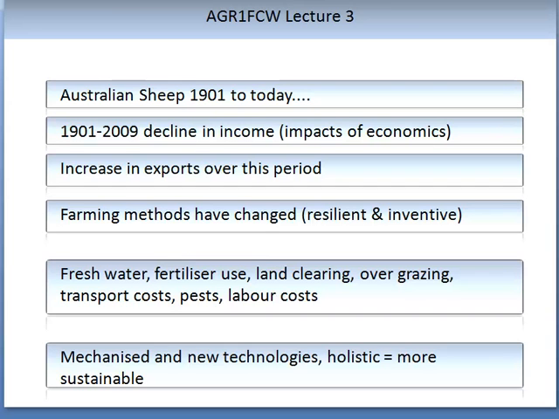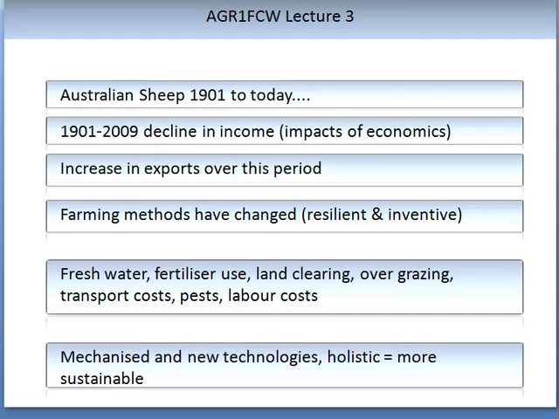Farming methods have changed over the period from 1901 to current day practices. These methods or changes are described as resilient and inventive. They involve the use of technology, attitude changes, and matching Australian farming conditions with what we can do best.